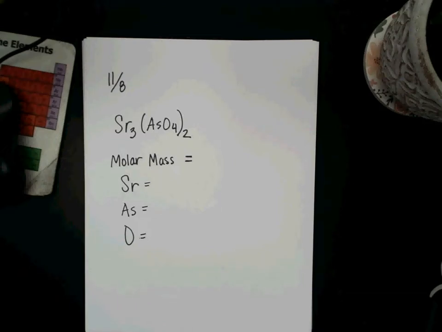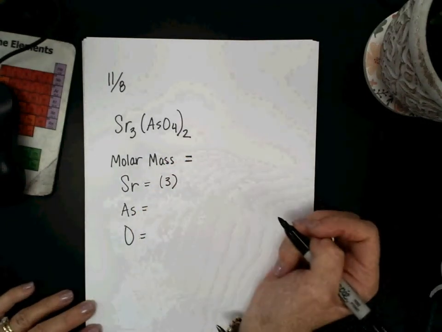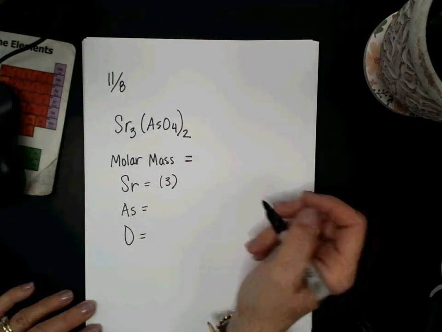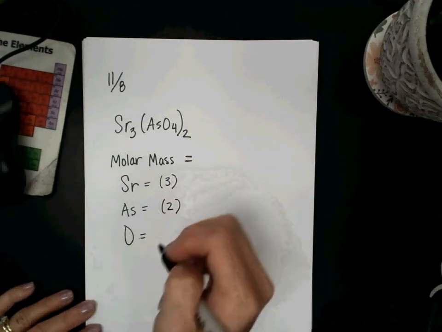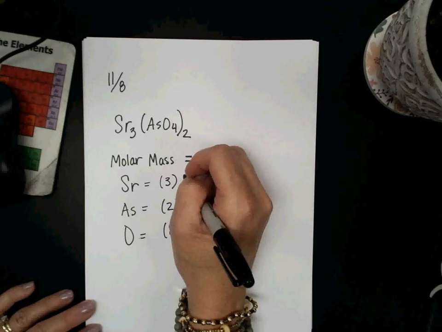Okay, how many strontium are there? How many Sr? Jackson, how many? Three. How many arsenic are there, Jacob? Two. And Evan, how many oxygen? 8. So let's check our individual molar masses.